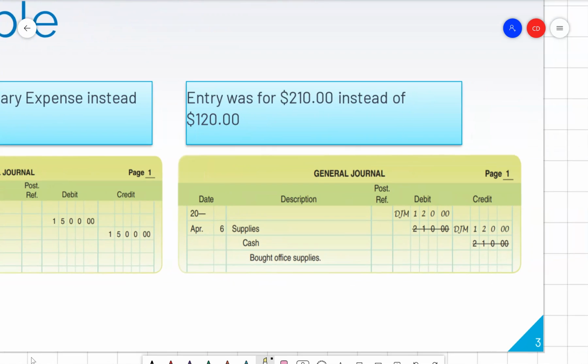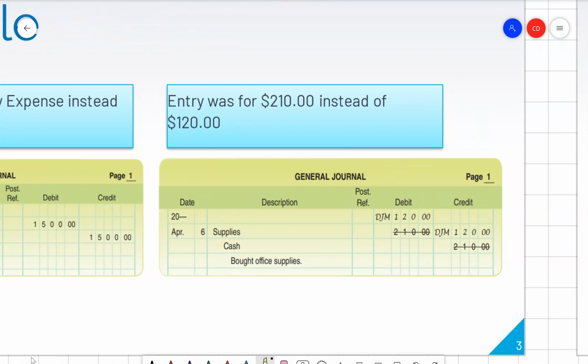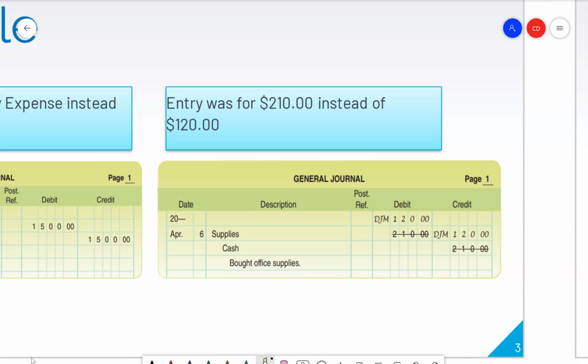Here's a second example. If an entry was for $210 instead of $120. Again, same thing. Single line, no scribbles, no double lines, whatever. Single line. Write the correct amount above, and then initial. Okay, so that's the ruling method. It's the easiest method, keeping in mind that it can only be done if the journal entry has not yet been posted to the ledger.